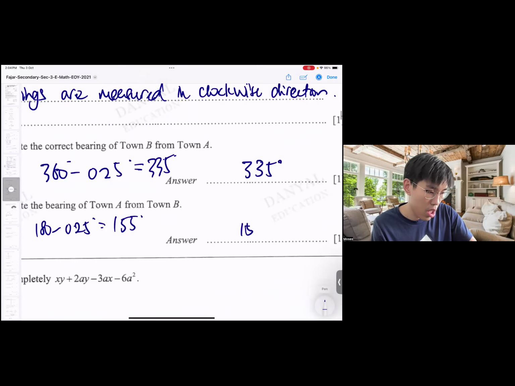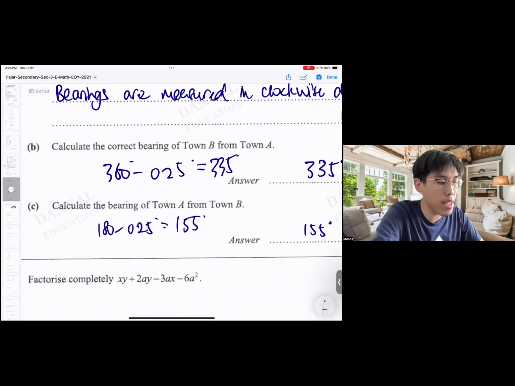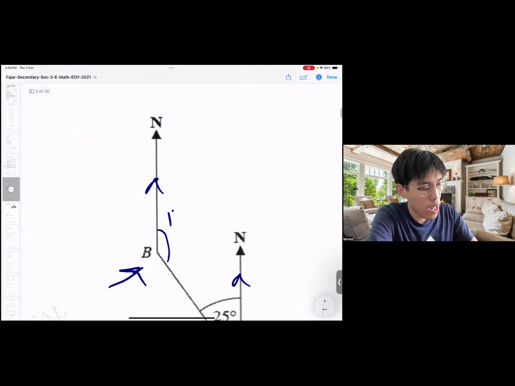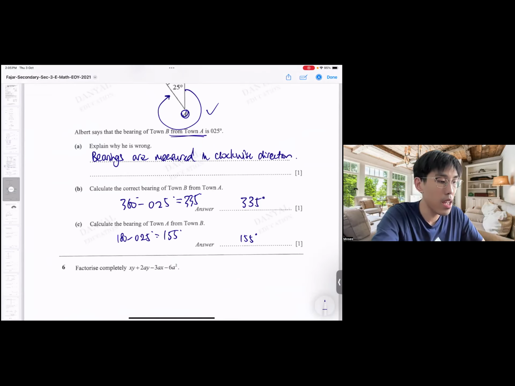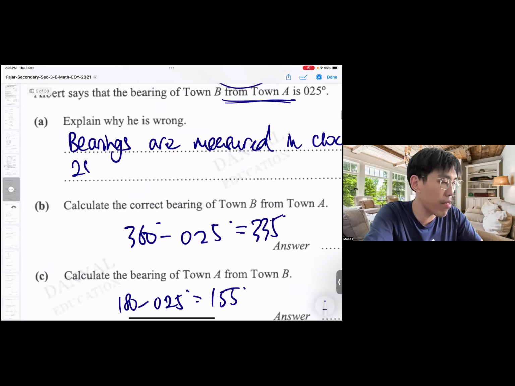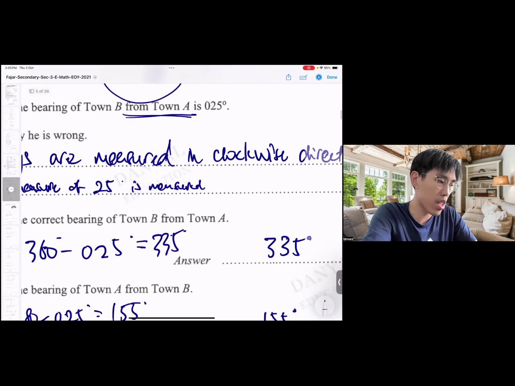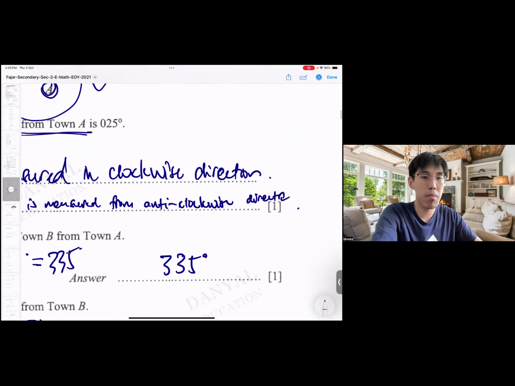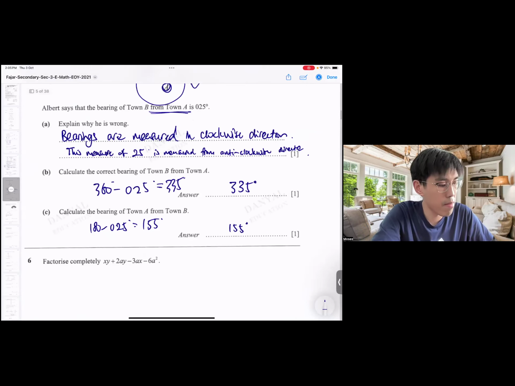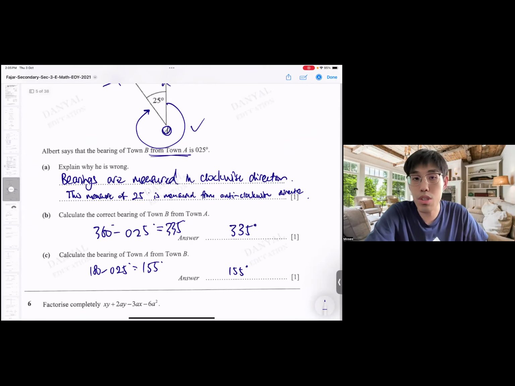I try my best to write with better handwriting, but this pen is a bit slippery. So what does it mean? 155 is where? 155 is here. 155 degrees. If you want to top up for the 25, you can say this measure of 25 is measured from the anti-clockwise direction. That's the idea. Quite straightforward, this one. 1, 2, 3, 3 marks. Okay, next.